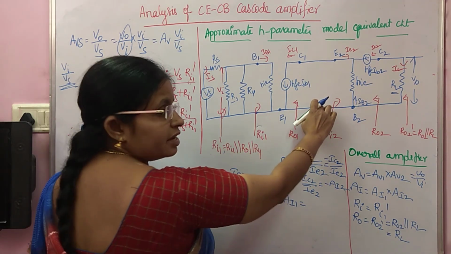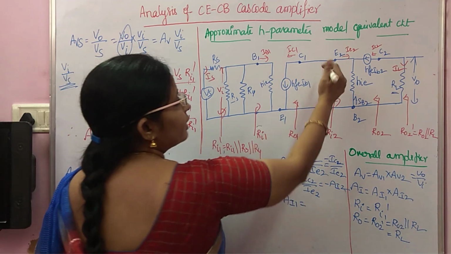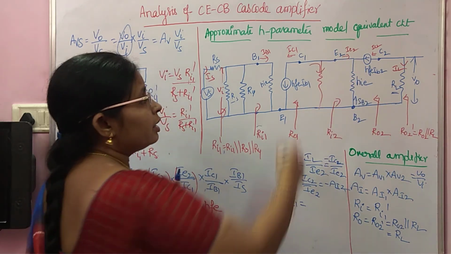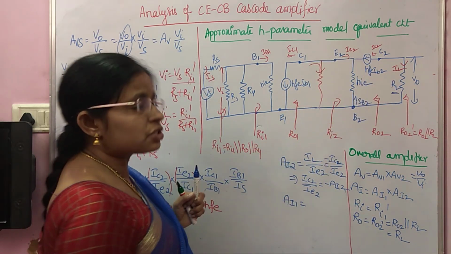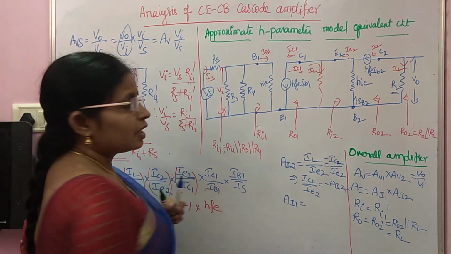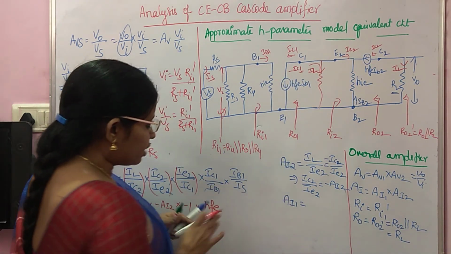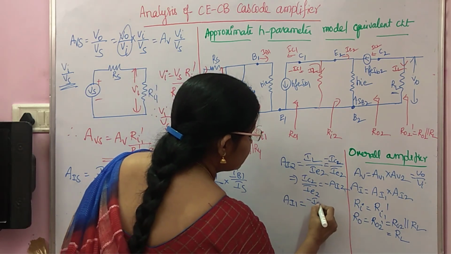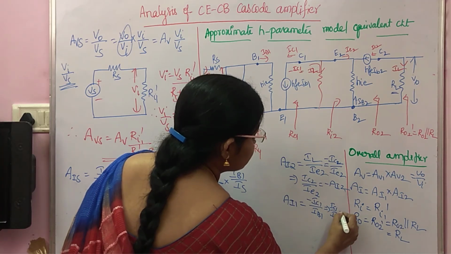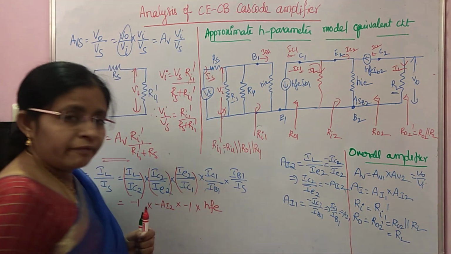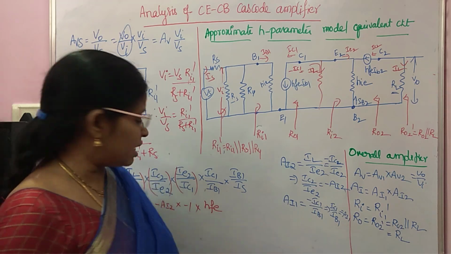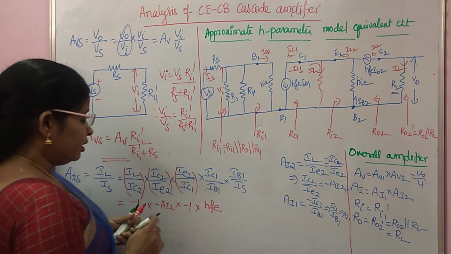Suppose you have a load here. The current through this load is nothing but the output current. Suppose you don't have the second stage, then this load current is nothing but minus IC1. So you can write minus IC1 by IB1, which implies IC1 by IB1 is equal to minus AI1. For the first stage, AI1 is minus hfe, so IC1 by IB1 is nothing but hfe. That is the reason I wrote hfe here.